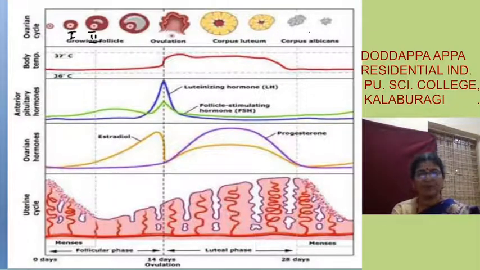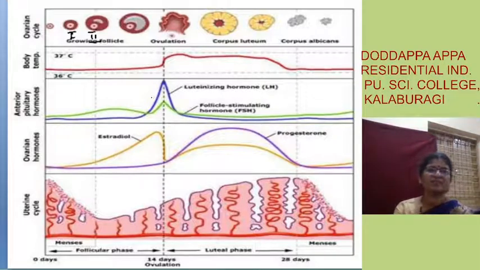atresia. What do you mean by atresia? Degeneration. Fine. And then the body temperature. Usually, before ovulation, the body temperature in females is a little low. Little means 1 degree Celsius; it will vary. So during ovulation, the temperature will increase a little, by 1 degree centigrade. Fine. And it will remain for some days, and then again it will come back to normal.